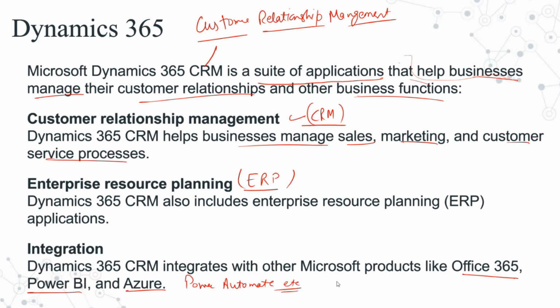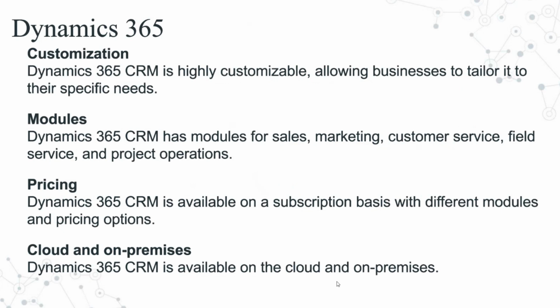Next is customizations. These Dynamics 365 CRM solutions are highly customizable, allowing businesses to tailor them to their specific needs. Basically, you can customize anything here. Suppose there is a save button, and on this save button you want to perform various other functionalities. All those things you can customize using plugins, C sharp and JavaScript. There are various modules in the CRM: sales module, marketing module, customer service module, field service module, and project operations module. Similarly, you can create your own custom modules also.